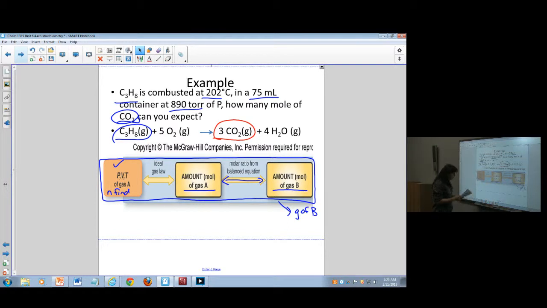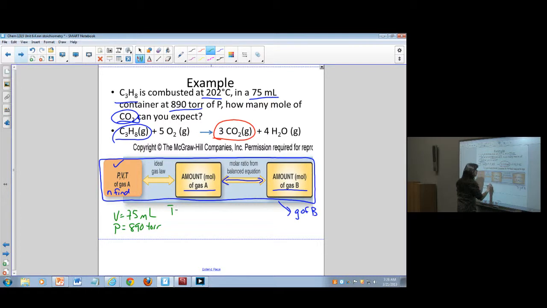It's just good practice. So let's see. In this case, we've got C3H8, where we know the volume is 75 mL. We also know that the pressure is 890 torr, and we know that the temperature is 202 degrees Celsius.